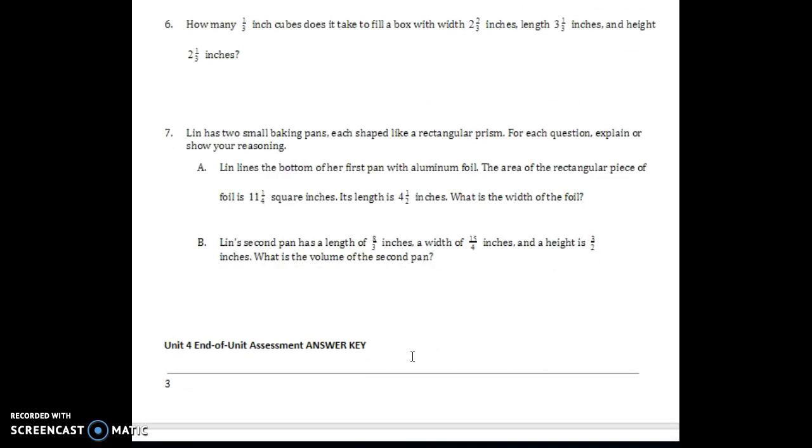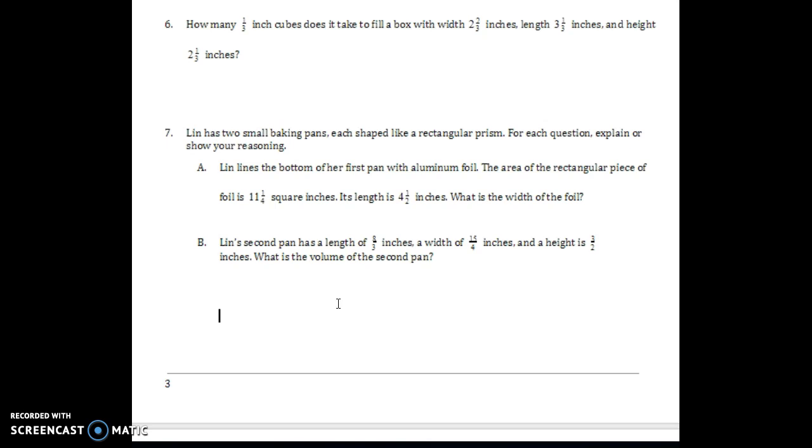Question 7. Lynn has 2 small baking pans, each shaped like a rectangular prism. For each question, explain or show your reasoning. Question A. Lynn lines the bottom of her pan with aluminum foil. The area of the rectangular piece of foil is 11 1/4 square inches. Its length is 4 1/2 inches. What is the width of the foil?